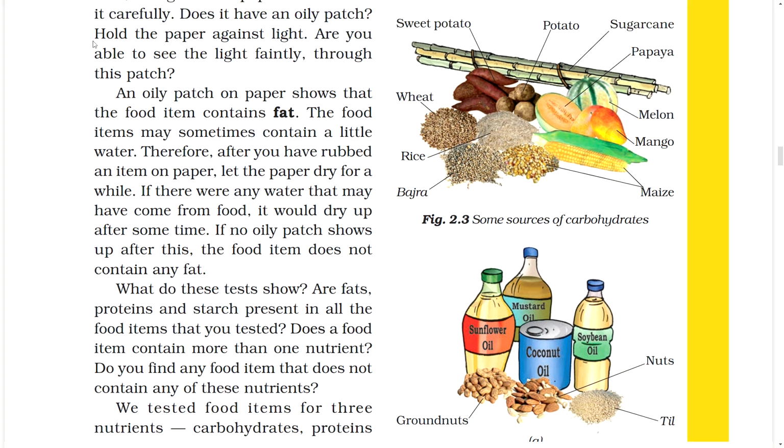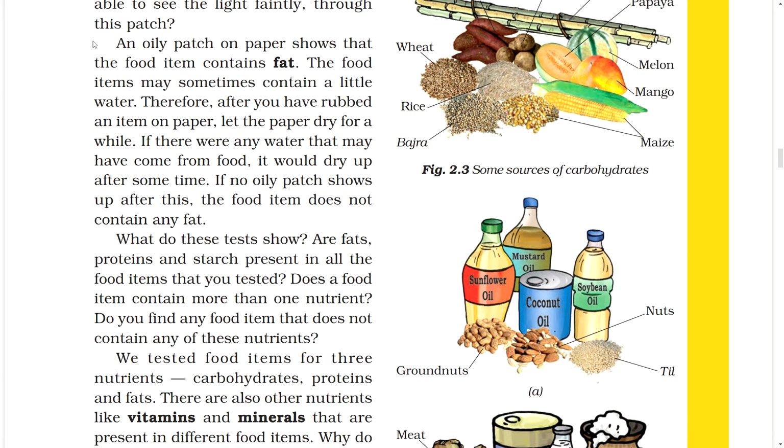What do these tests show? Are fats, protein and starch present in all the food items that you tested? Does a food item contain more than one nutrient? Do you find any food items that do not contain any of these nutrients?